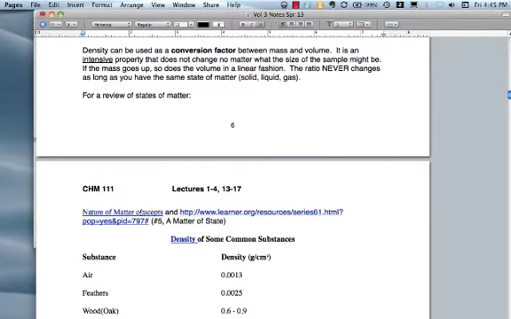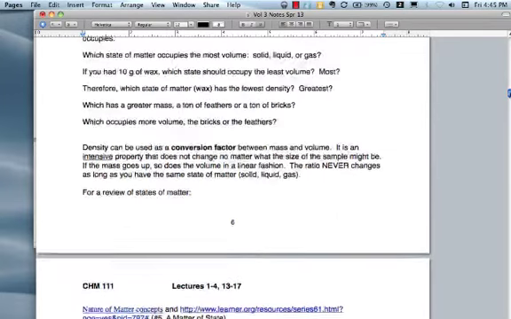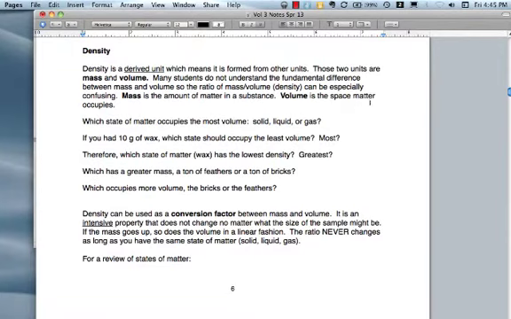One is a website here, this first one, and the second is a video. But we've got a series of questions just to kind of remind ourselves of the differences between mass and volume, and then the idea of density. So which state of matter, solid, liquid, or gas, occupies the most volume? It would be gases. In gases, particles are spread apart from one another, unlike in solids and liquids where they're touching. All right, so gas would be the answer to that.